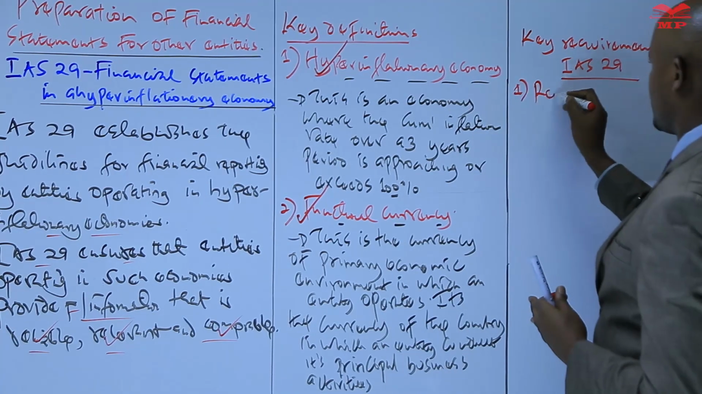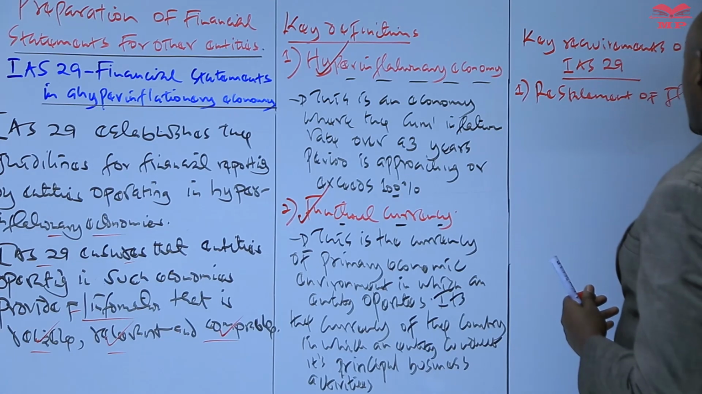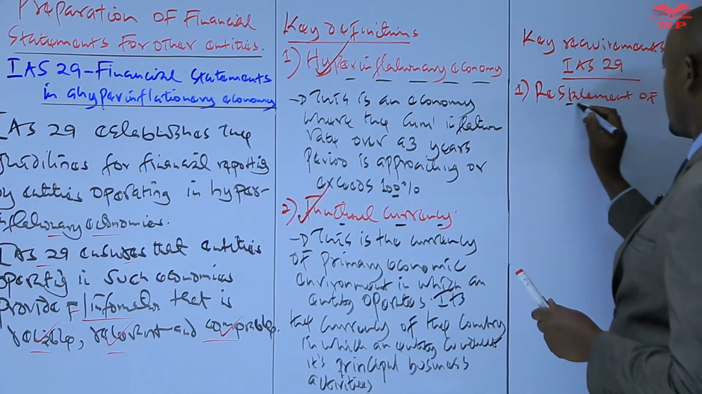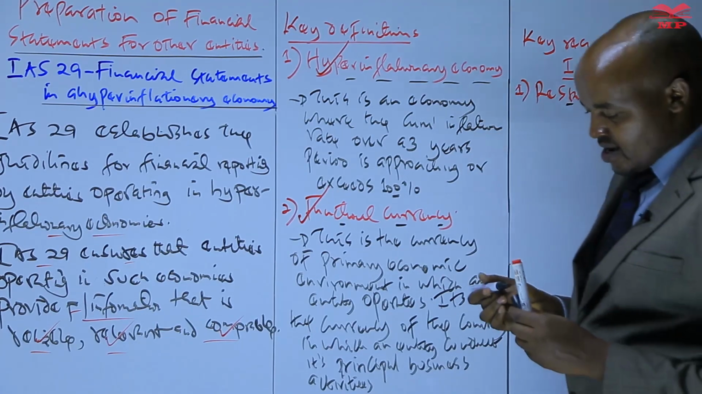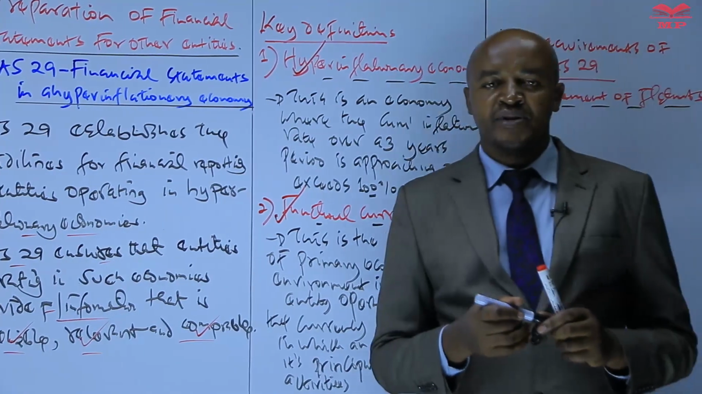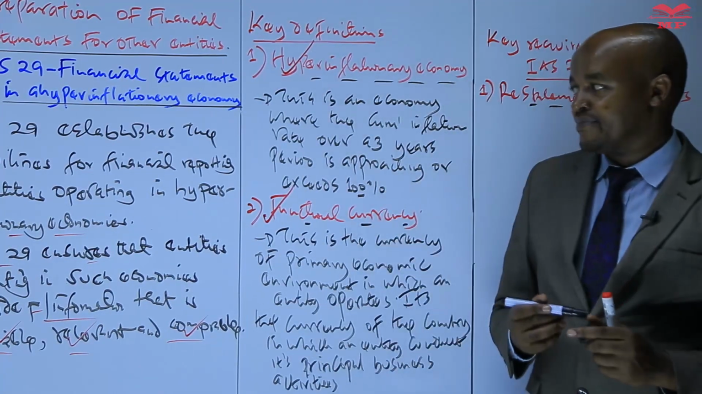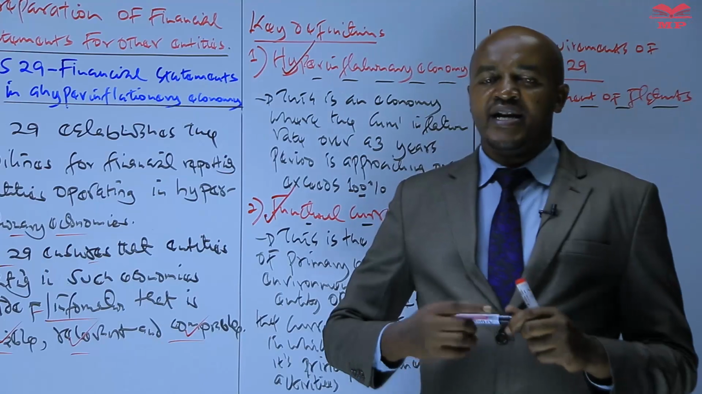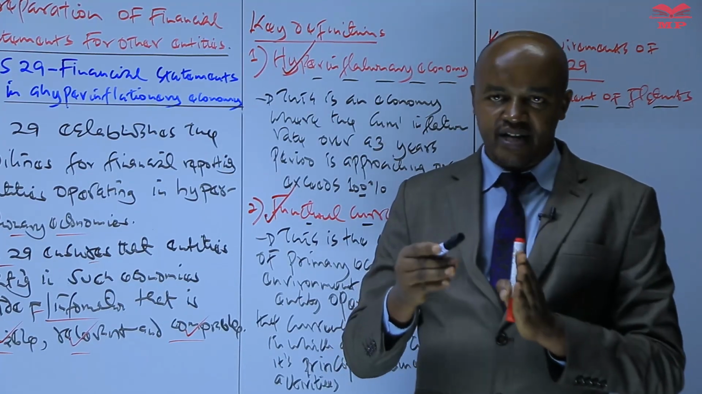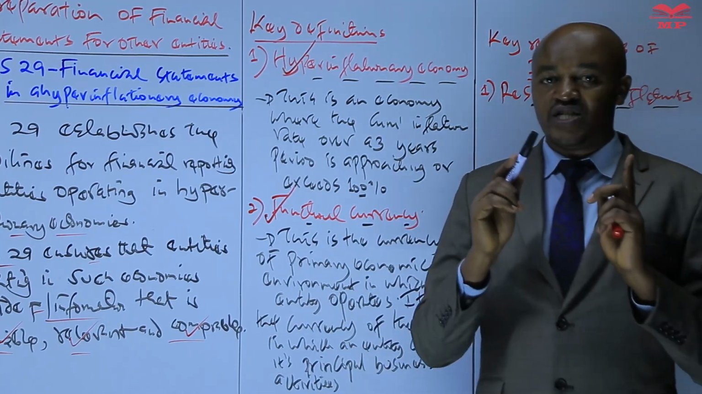And we can start by looking at the restatement of financial statements. Remember, what we have said is that any company which is operating in a hyperinflation economy must restate its financial statements at the end of the year, and this restatement is done to reflect the changes in the general purchasing power of the functional currency.